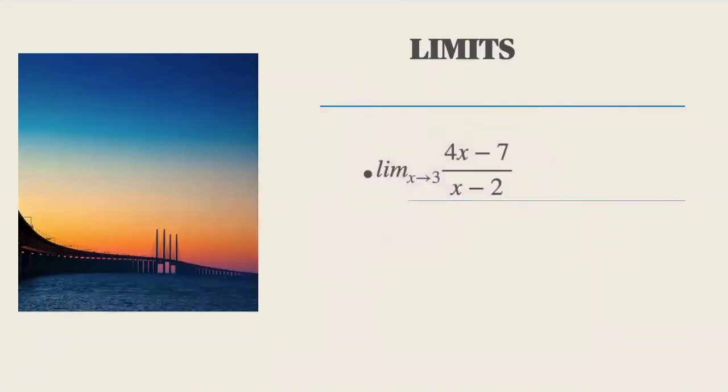So let's look at this example where we have the limit as x tends to 3 for 4x minus 7 over x minus 2. The first thing we're going to do is replace the variable x with the number 3. So replacing it, we have 4 times 3 minus 7 in the numerator and 3 minus 2 in the denominator. So calculating the numerator, we have 4 3's 12 minus 7, to give me 5. And 3 take away 2 is 1. So we have 5 over 1, which is 5.